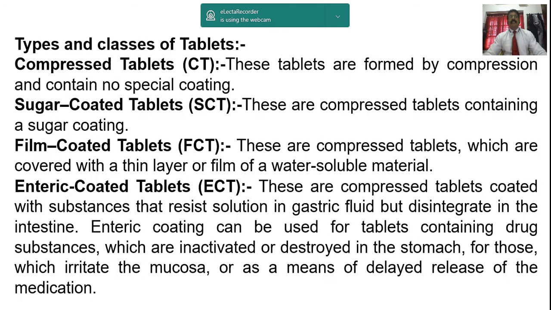Types and classes of the tablet. The first one I have given is the compressed tablet. This means, for example, simply a compressed tablet. Even in your laboratory, when you come to the practical class, we will make a compressed tablet simply without coating, simply making granules and maintaining the moisture content, and directly going for the compression. And you will get a compressed tablet.